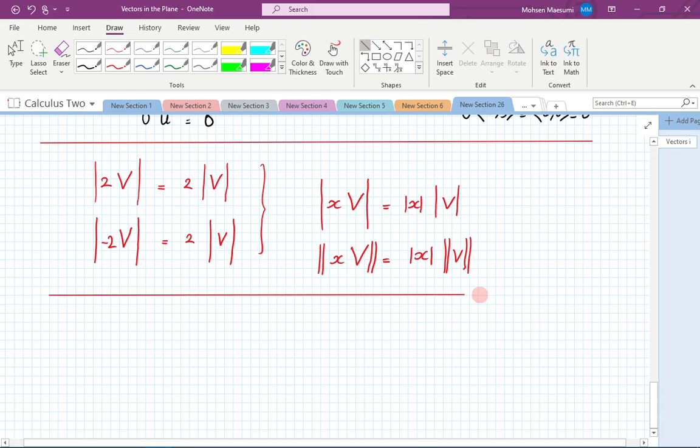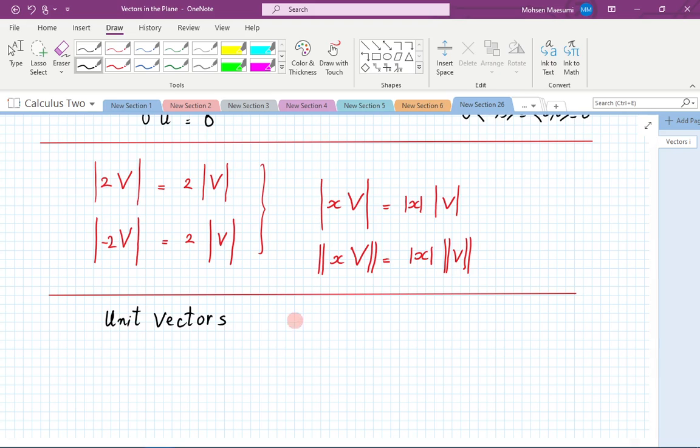Next topic up that comes up. We are going to go through a list of mini topics and just get used to the notation and terminology. Next topic up is the topic of unit vectors. Well, as the name implies, unit vectors are vectors of length 1.